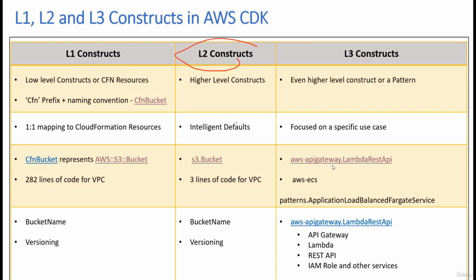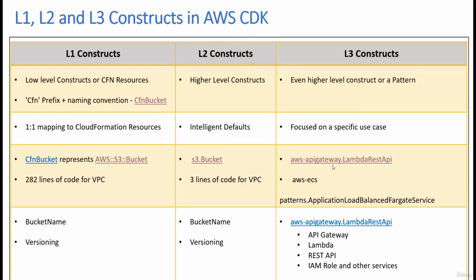Now the question is, why do we have the L1 construct if it is not to be used? The reason is that AWS CDK is an evolving framework, so a lot of the resources and their attributes might not be available in L2 or L3 constructs. That's why AWS provides you with L1 constructs as well. Where L2 and L3 constructs are not available, you can use the L1 construct.